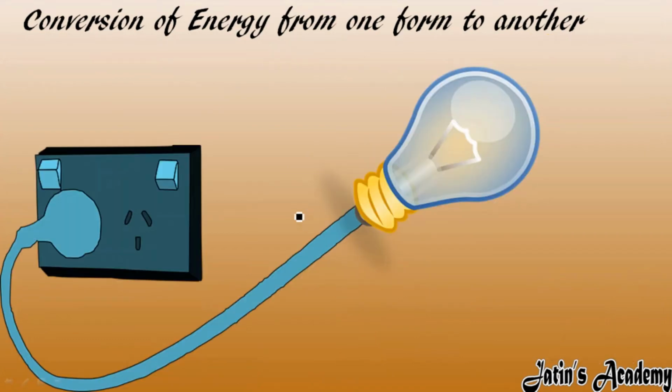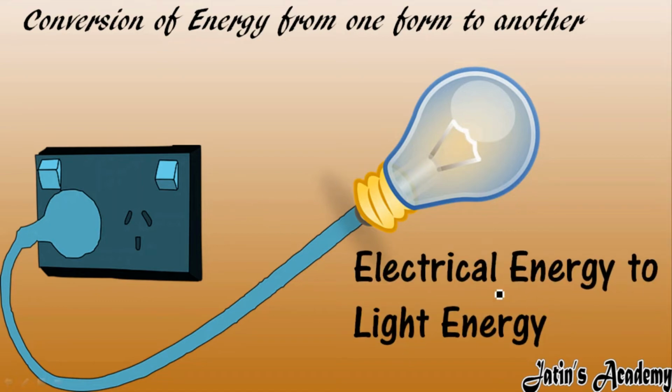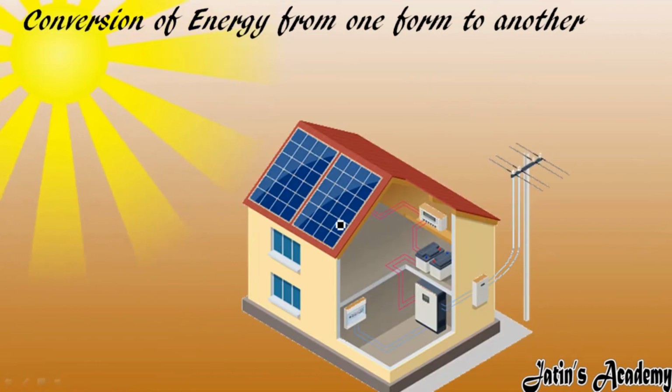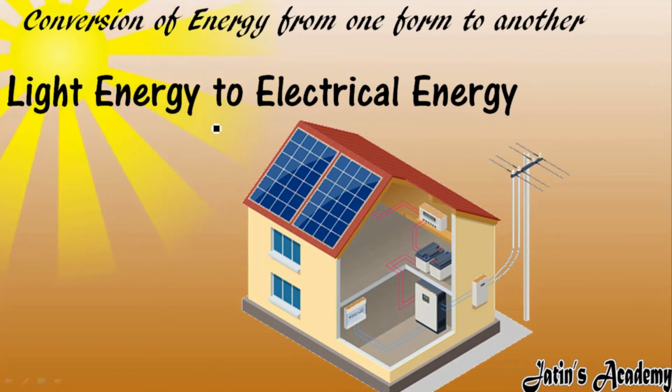Next we are giving electricity and the bulb is glowing. The bulb is giving light, so electrical energy to light energy. Next we have the sun, which is radiating its energy. Here there is a solar panel which converts this light energy into electrical energy. So which conversion is there? That is light energy to electrical energy.